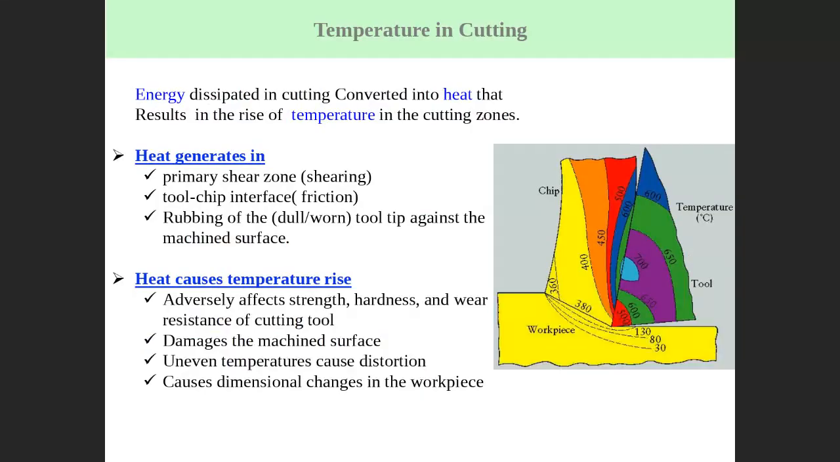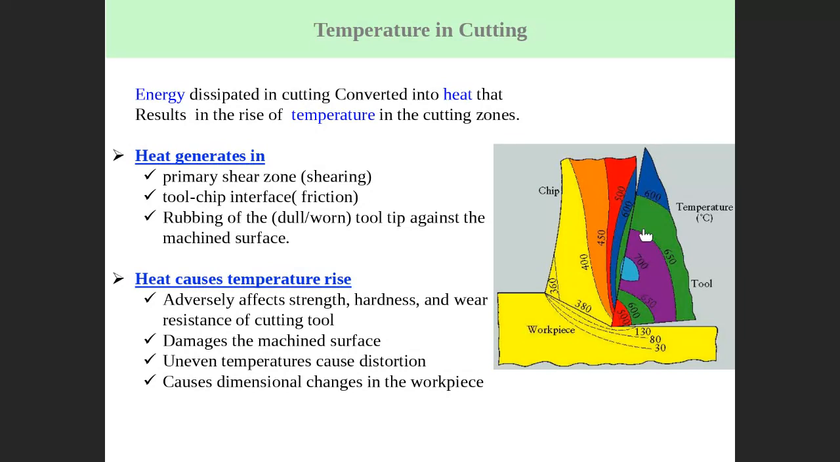Okay, that's it. So next we're going to talk about the temperature in the cutting. As you know, in the cutting, temperature increases. Why does temperature increase? This is a tool, this is a workpiece, and this is a chip. This is a tool. This is a workpiece, right?